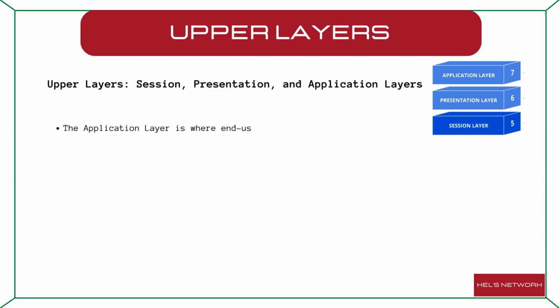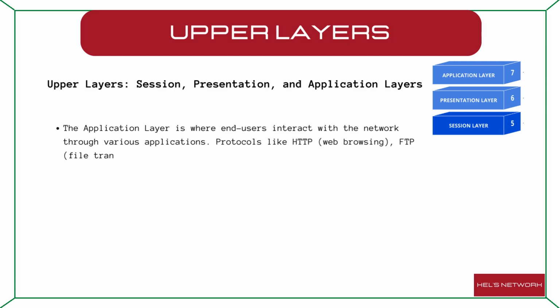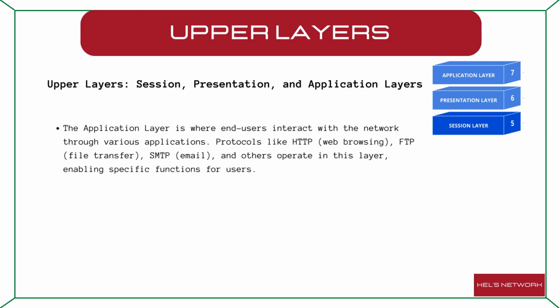The application layer is where end users interact with the network through various applications. Protocols like HTTP, FTP, SMTP, and others operate in this layer, enabling specific functions for users.